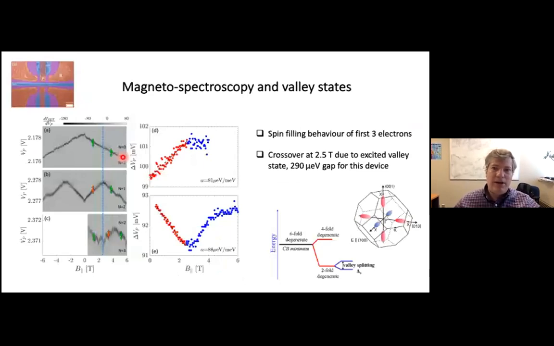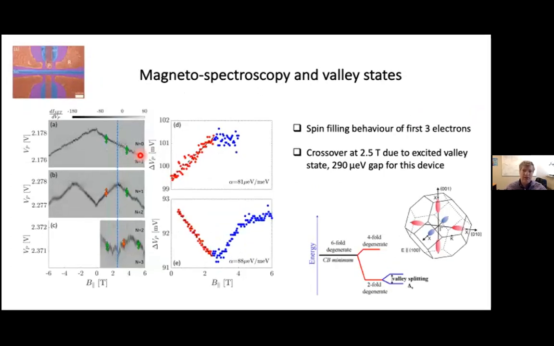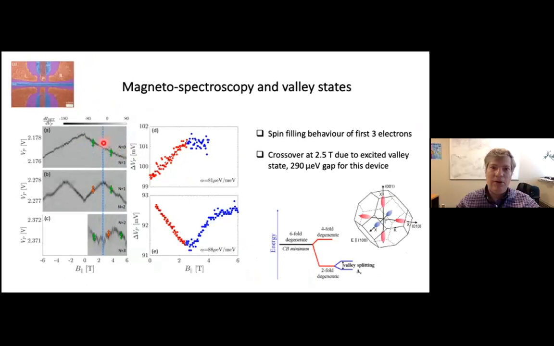Now, in the same sort of device, we can look at the spin filling behavior through magneto-spectroscopy. That means we look at the shift in energy levels that we measure in transport as a function of magnetic field that's applied. So here we see that the first electron that we fill in the dot is spin down, for example. The second electron is spin up, as you would expect. But at around 2.5 Tesla, the second spin crosses over to spin down, right? So we go from spin up to spin down. So what exactly is going on there, we might ask?